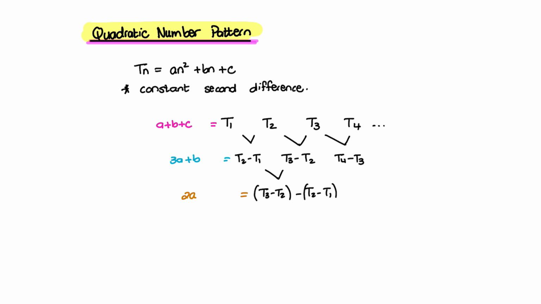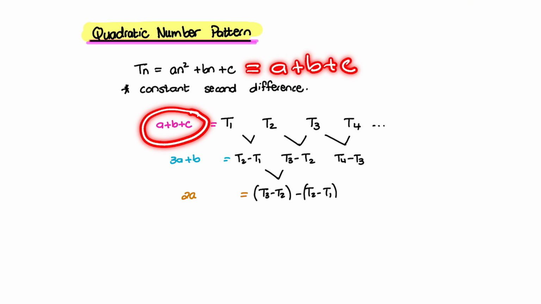Another feature of a quadratic number pattern is that the first term, or T1, can be represented by a plus b plus c. Now, can you see if I take Tn and I replace n with 1, which is the first term, then I have a times 1 squared plus b times 1 plus c. And that simplifies to a plus b plus c. So that is my first term.